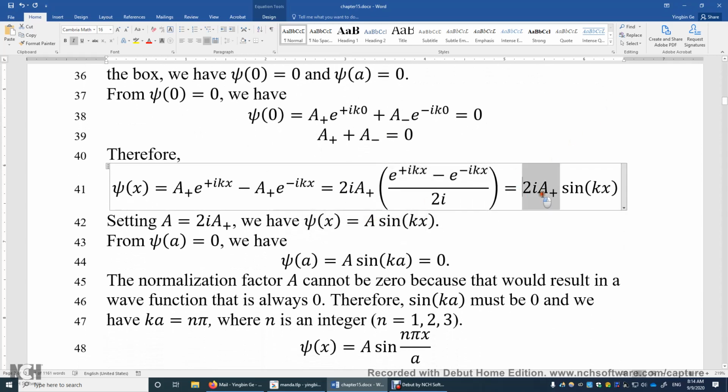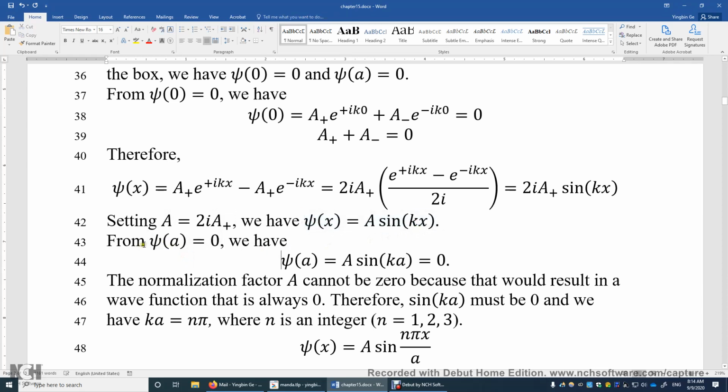For simplicity, we set A to be 2i times a plus, because a plus is an arbitrary number. This A is also an arbitrary number. And then psi of x is simply a constant times sine kx.